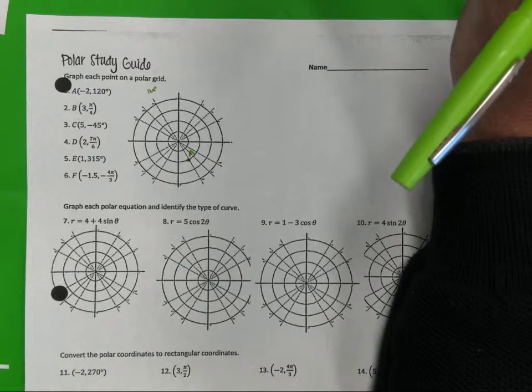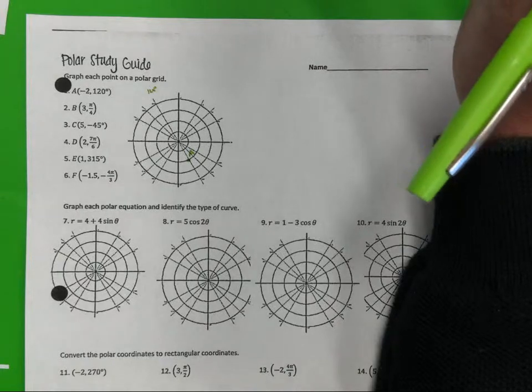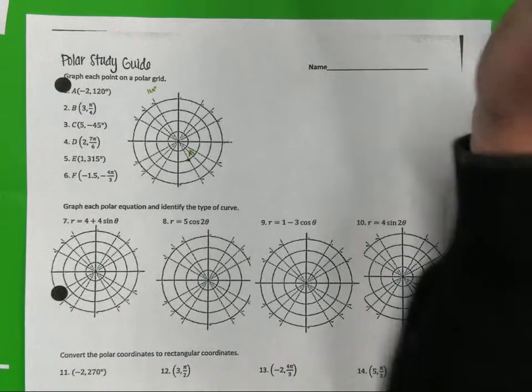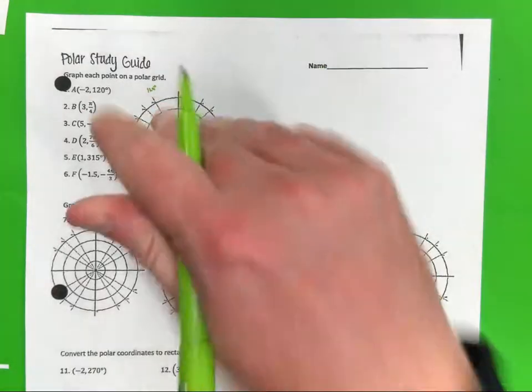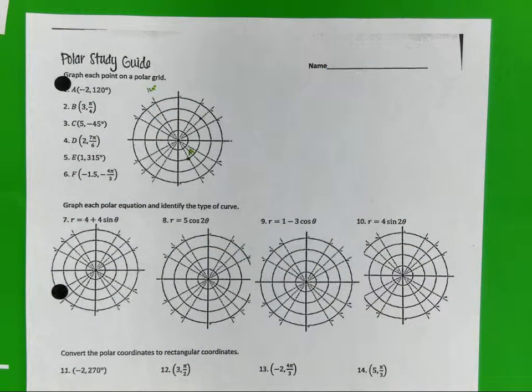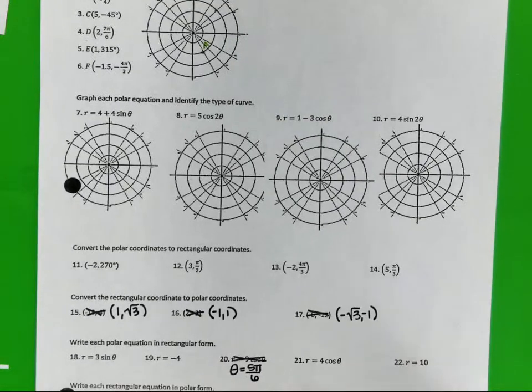All right. 3 comma pi over 4. Pi over 4 is here. I'm going to go out to ring 3. Are we good on those? Yeah. Okay. Let's talk about graphing and talk about how we got to be able to identify it, okay?